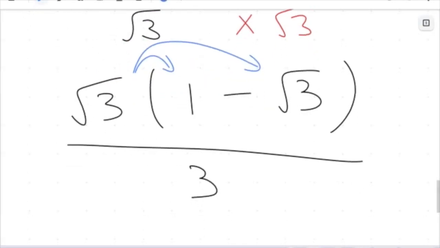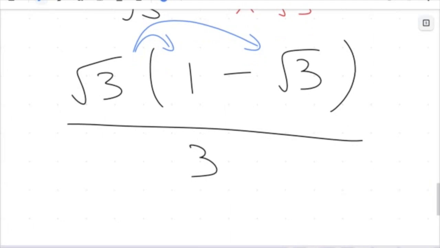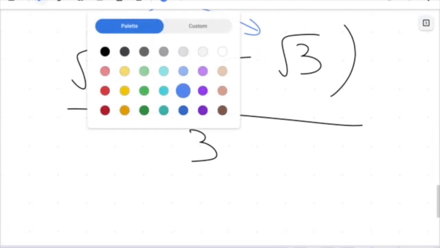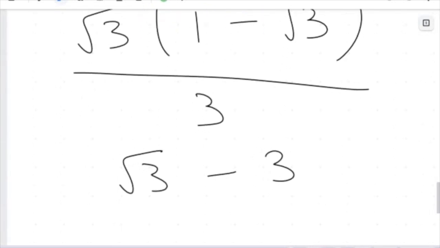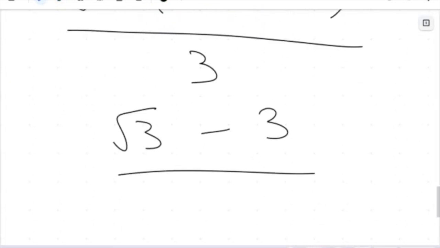So, my root 3 is going to multiply by both of my expressions in the bracket. So root 3 times 1 just gives me root 3. And root 3 times minus root 3 gives me minus 3. Because we have a negative here. And root 3 times root 3 gives me just 3. Because I'm timesing the same surd. And I end up with 3 down the bottom.